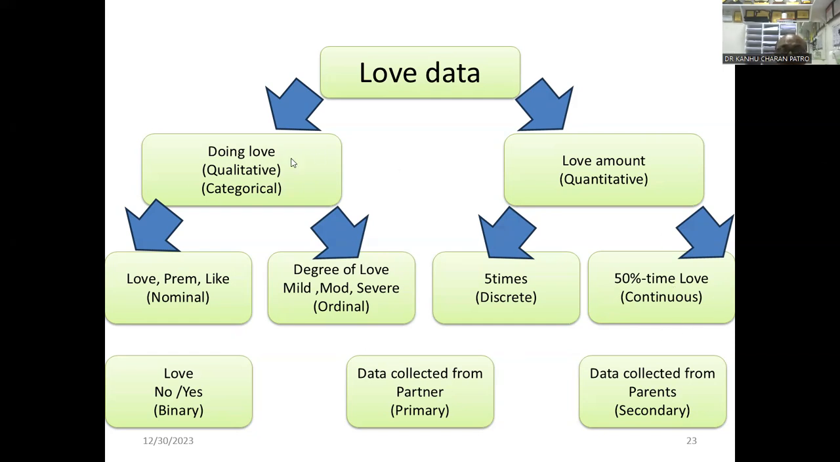Doing love is qualitative data. Some people call it love, some people call it prem, some people call it an affair. These various names are nominal data. Degree of love, like mild love, moderate love, severe love, is called ordinal data. Sometimes they will ask whether you love or not, and you tell yes or no. That is called binary data. Data collected directly from the partners is called primary data. Data collected from the parents, about how they love each other, is called secondary data.